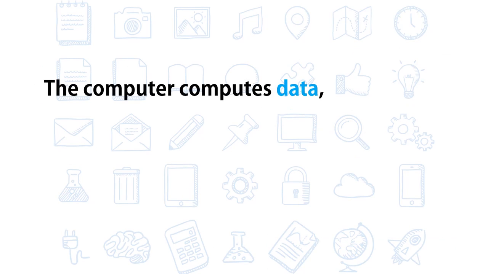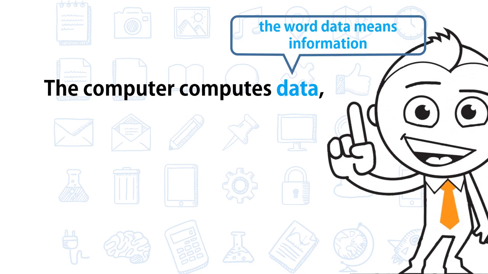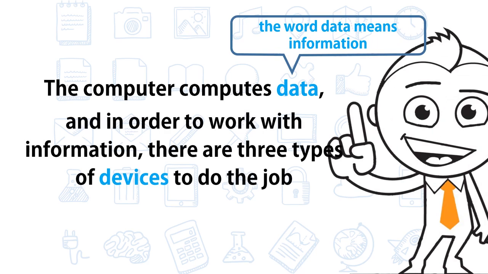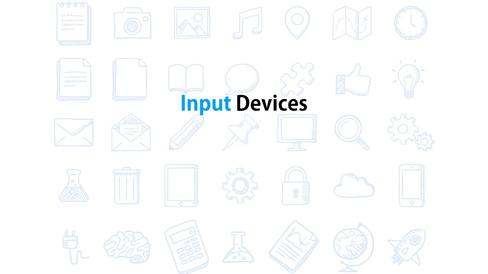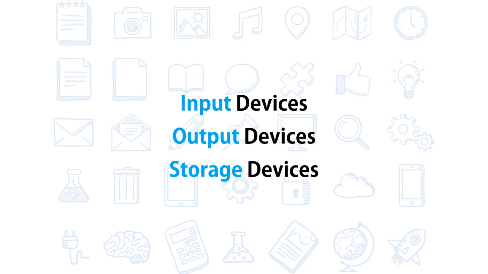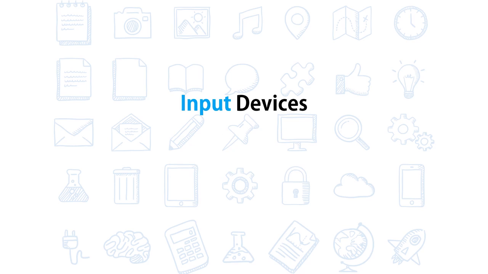As mentioned before, the computer computes data. The word data means information. And in order to work with information, there are three types of devices to do the job. The word device means hardware. Input devices, output devices, and storage devices. Let's start with input devices.